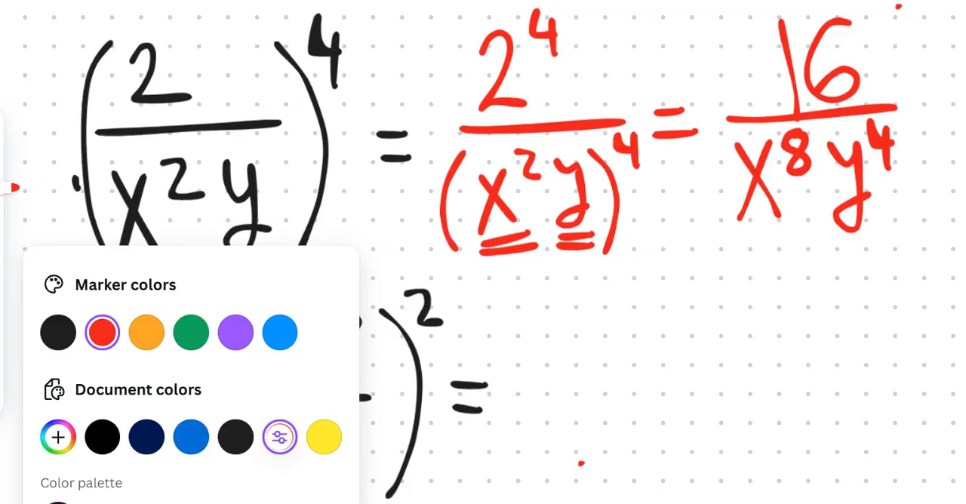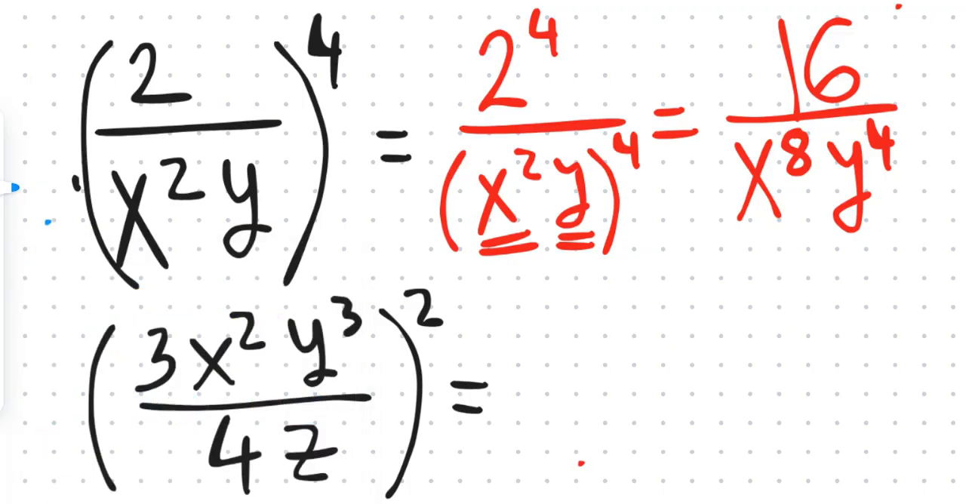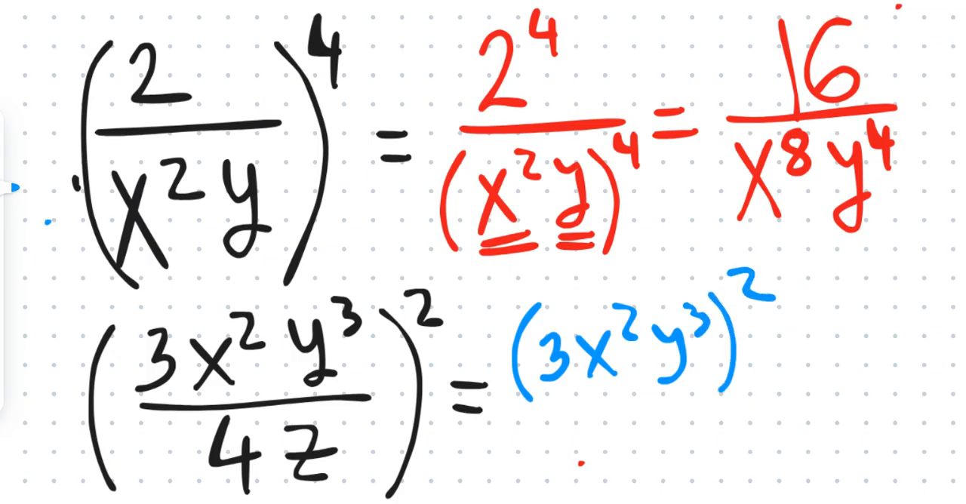Perfect. One last question for today. Let's choose blue color this time. So, both our numerator and denominator will be raised to the power of 2. So we have 3x squared y cubed to the power of 2 over 4z to the power of 2.